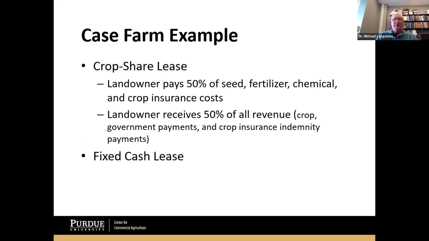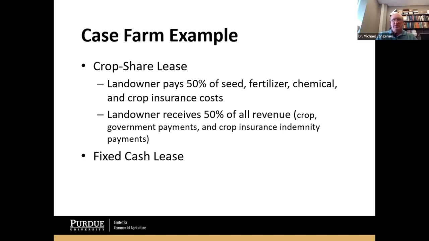The landowner receives 50% of all revenue. Notice I say all revenue. This can be done differently. It would just change. I might have to change the features of the lease a little bit if this wasn't the case. And so government payments and crop insurance indemnity payments are shared. Again, the landowner probably has his own crop insurance, so he's going to get his share of those, and the government payments are shared, which is fairly typical with crop share leases.